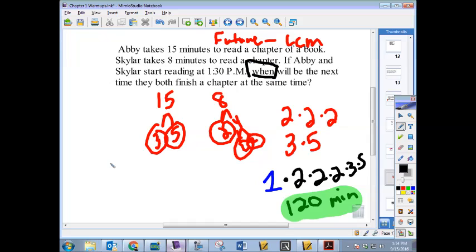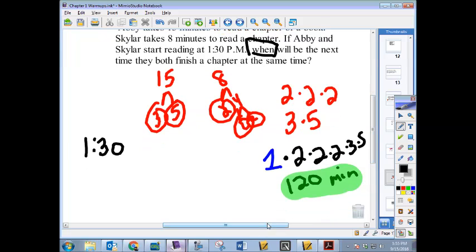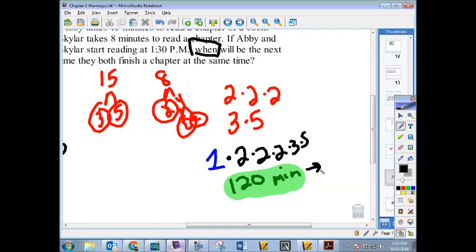It gives us a time. So we need to figure out what 1:30 plus 120 minutes is. We've got to calculate this. So how can I go about converting 120 minutes into hours? Divide by 60. I don't like dividing though, and you can, but then you get a decimal. Let's not divide in this case, because decimals don't equal minutes. I don't want to confuse you guys on that.